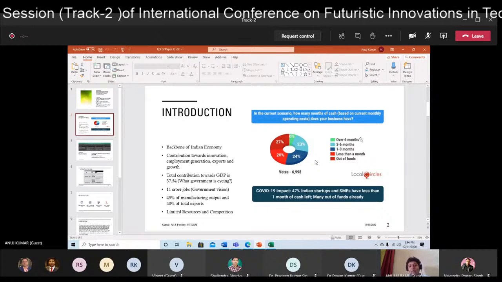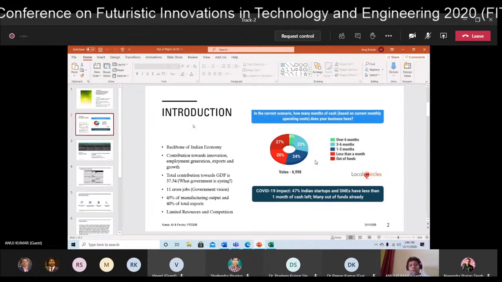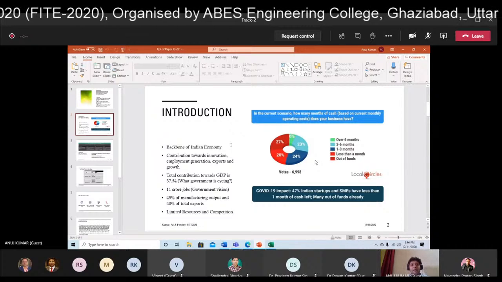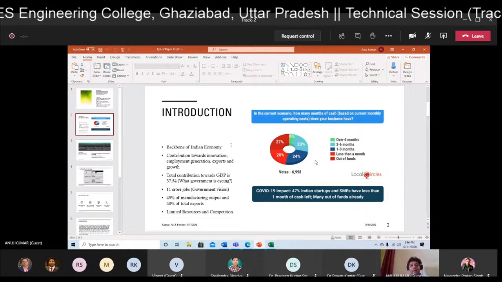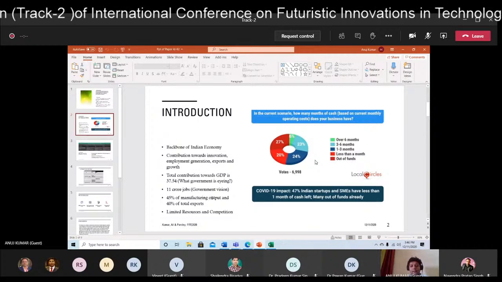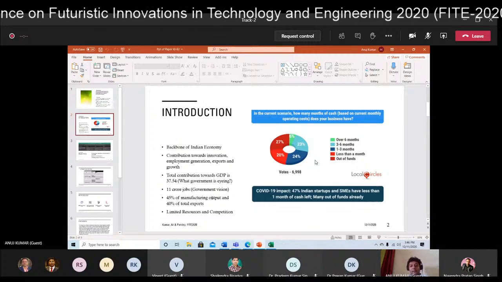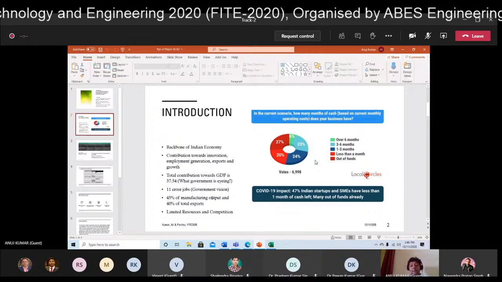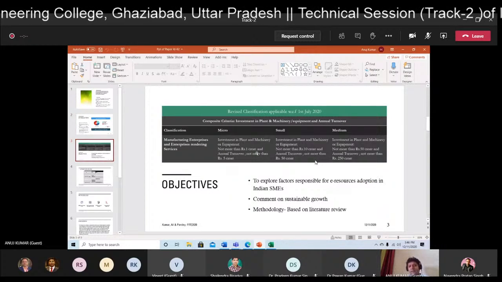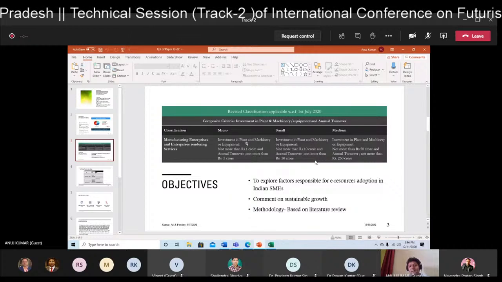Why have we chosen this topic? Because if we can advance our SMEs with the help of technology, if they adopt technology, I guess it is the solution for them. They can grow, at the same time they can contribute more towards the economy. This is the definition of SMEs as per the government site.